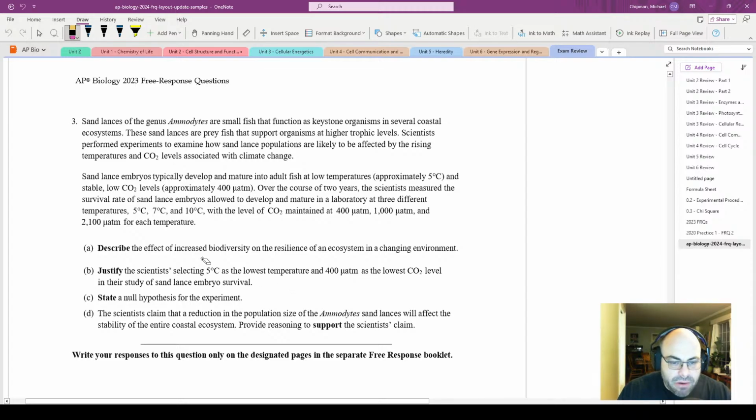Describe the effect of increased biodiversity on the resilience of an ecosystem in a changing environment. I don't even need to read the prompt for this. Describe the effect of increased biodiversity. The effect of increased biodiversity will increase the resilience of an ecosystem in a changing environment, period. That's the effect. It's not asking for you to say why you think that, right?